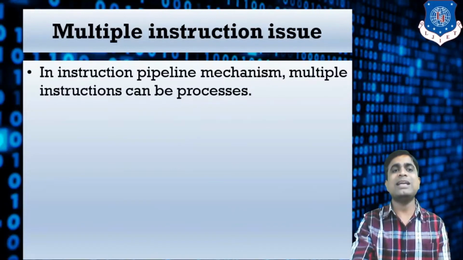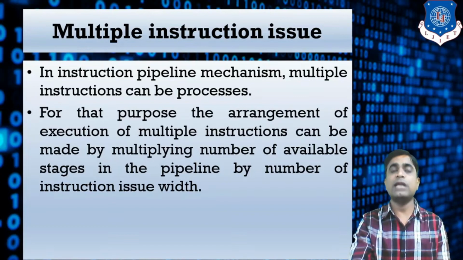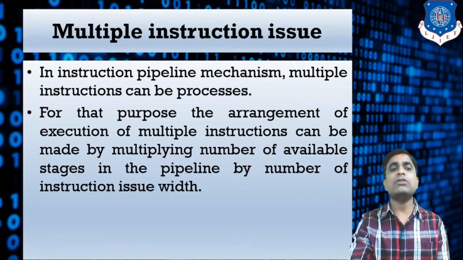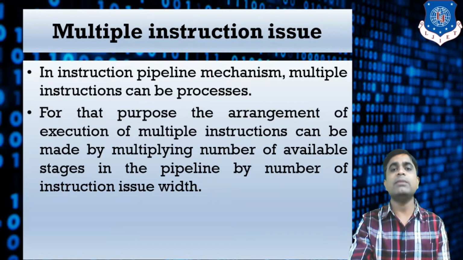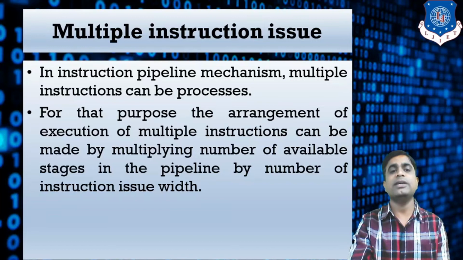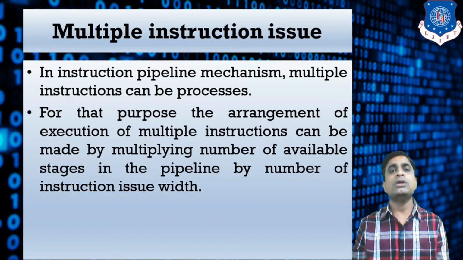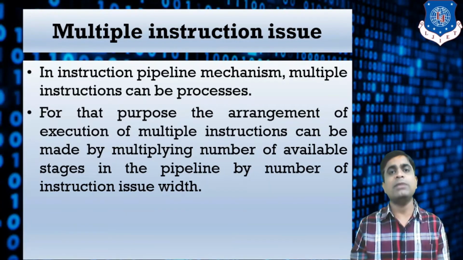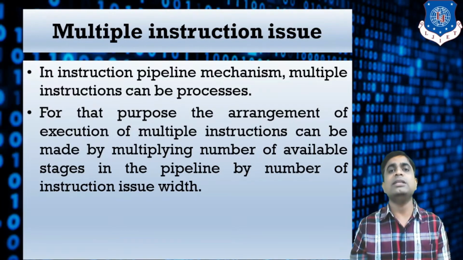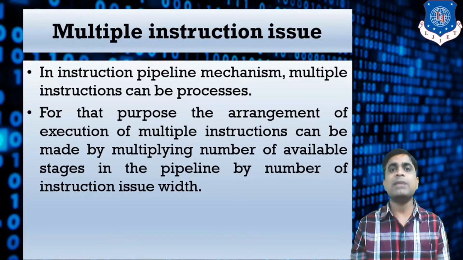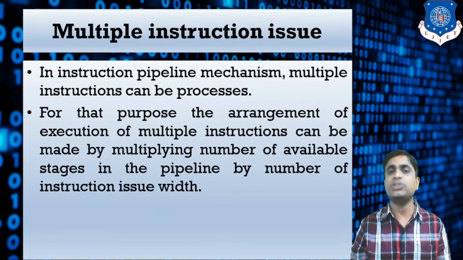The issue is that in the instruction pipeline mechanism, multiple instructions can be processed, and for that purpose, the arrangement of the execution of the multiple instructions can be made by multiplying the number of available stages in the pipeline by the number of instruction issue width. As I told you, how many width you have available, how many stages are available. According to the stages, you divide the number of instructions. In the previous example, I showed 5 stages, right? Because 5 instructions are executed.